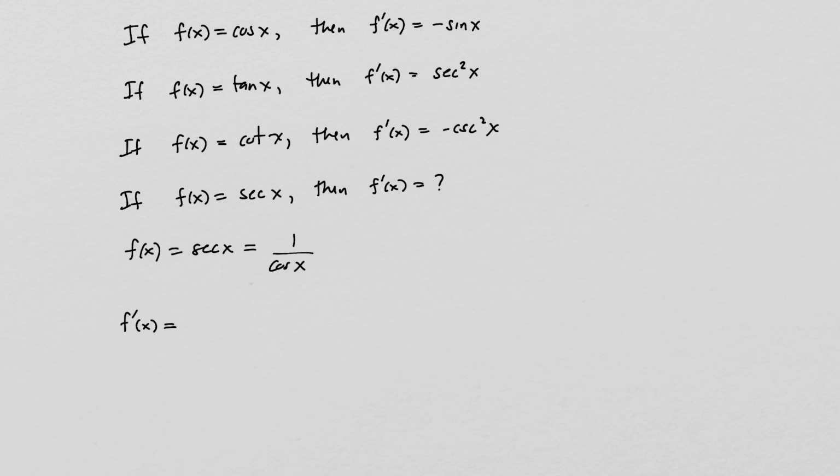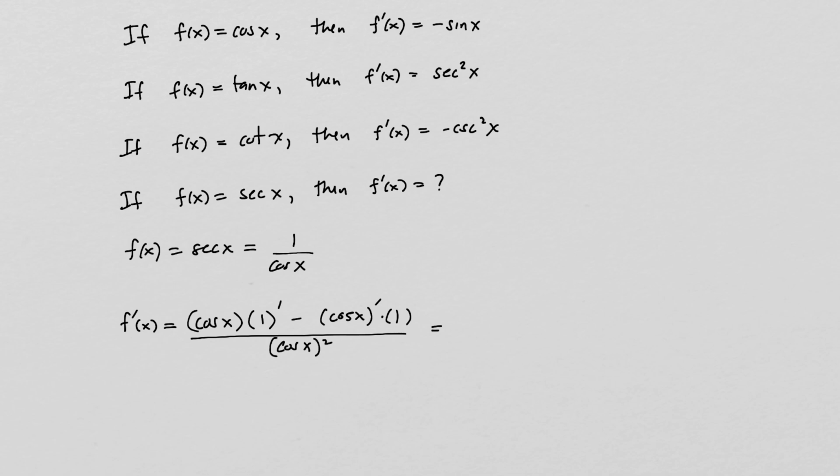Quotient rule says to take the bottom function, cosine, multiply it by the derivative of the top function. The top function is 1, so we're taking the derivative of 1, minus, and then we take the top function times the derivative of the bottom function. So the derivative of cosine multiplied by 1. All divided by cosine of x quantity squared.